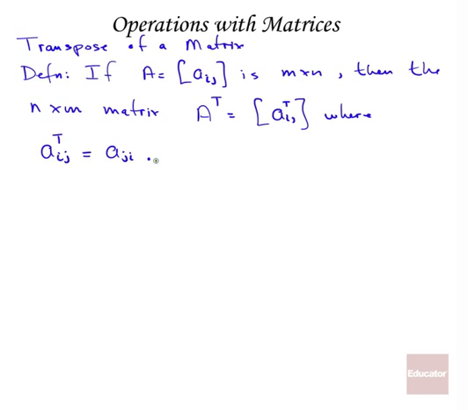Pick a row and then write it as a column. Then move to the next one. Pick the next row, write it as the next column. That's all you're doing. You're literally just flipping the matrix. So let's do some examples.